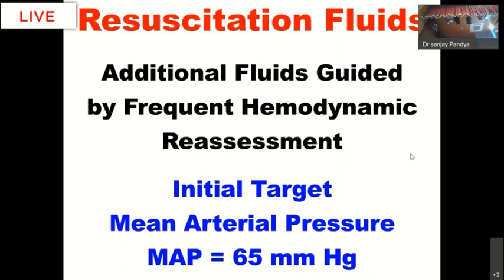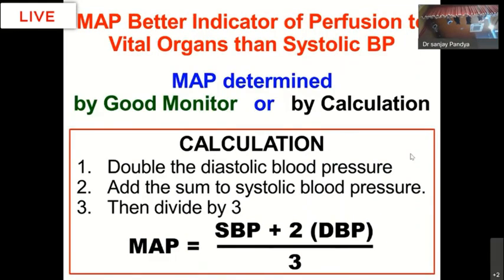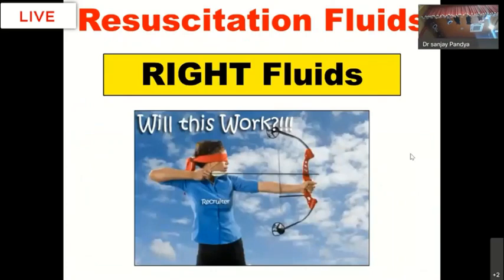And how much should be the blood pressure? Mean arterial pressure should be 65. Okay, we do not have monitoring to calculate mean arterial pressure. We have a BP instrument. So how do we calculate? Answer is that systolic blood pressure plus 2 multiplied by diastolic blood pressure divided by 3 will be the mean arterial pressure. And how much mean arterial pressure is currently recommended? 65. Okay, and then comes the right fluid.